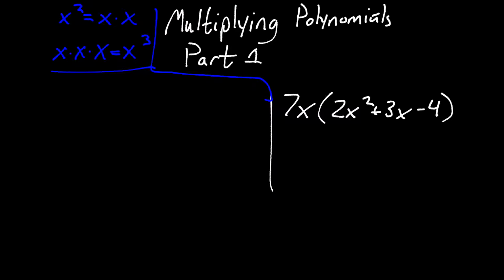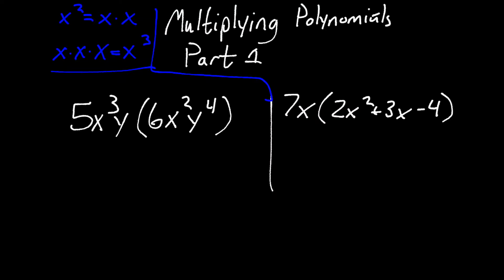Let's say I have 5x to the third y, and I'm multiplying it by 6x squared y to the fourth. This is a little more complicated. We see 5 and 6 as our numbers. Both terms have x's, and both terms have y's. But it still follows the same idea. First, we'll multiply our numbers, our coefficients, together. 5 times 6 gives me 30.